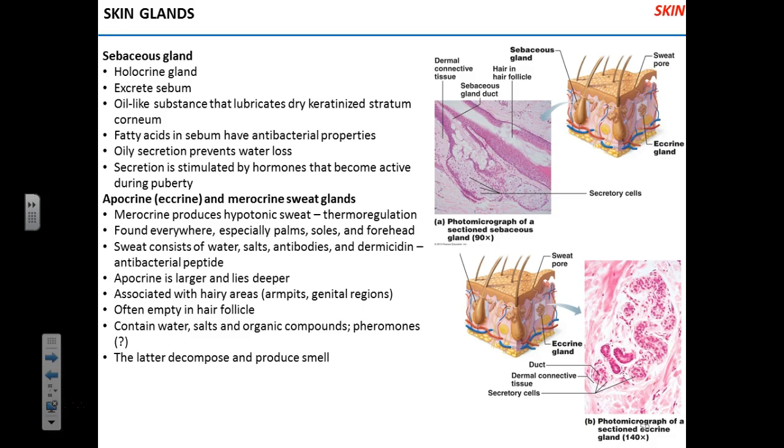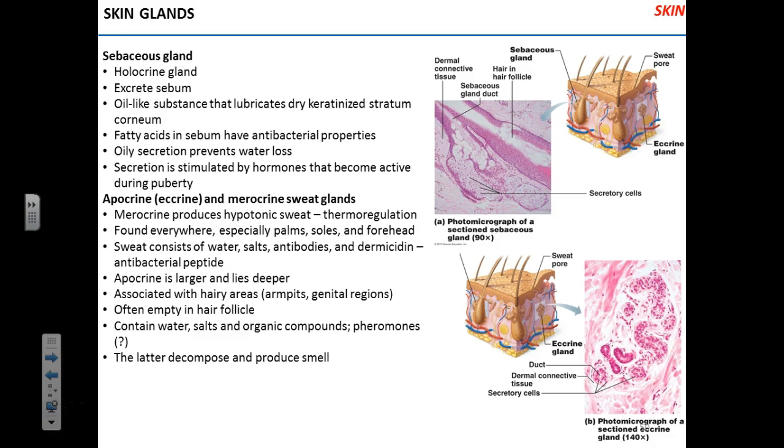Awesome. Sebaceous, holocrine gland, which means what happens to the cells of the holocrine gland when they secrete? There are three types: holocrine, apocrine, merocrine. What happens to the holocrine cells? Yeah, they die. They die completely. They release all their content. Okay, and you can see.